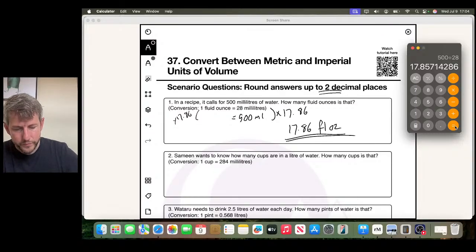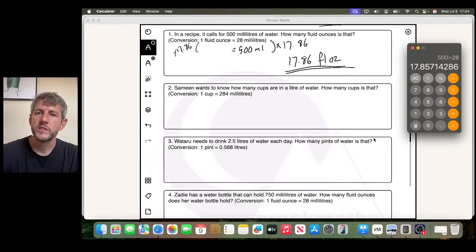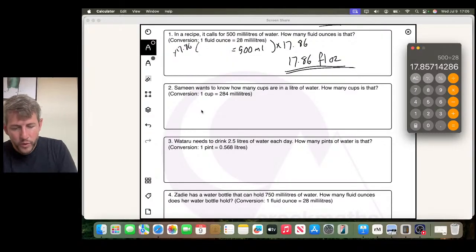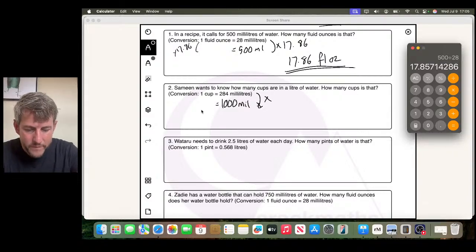Okay. Right, question 2. Samin wants to know how many cups are in a litre of water. How many cups is that? Fair enough, that makes sense. Okay, so 1 cup is 200. Oh, this one's tricky, because this one relies on us knowing that a litre of water is 1,000 millilitres. So we know that 1 cup equals 284 millilitres. So we want to know how many cups in 1,000 millilitres.